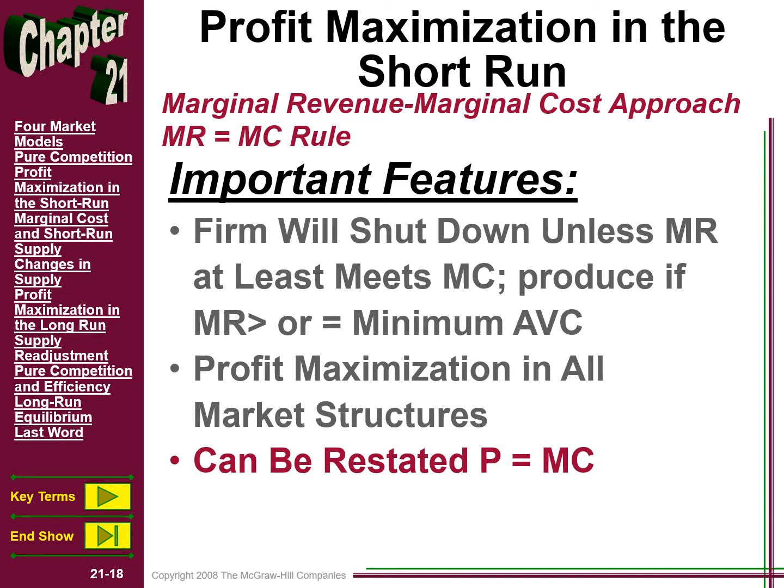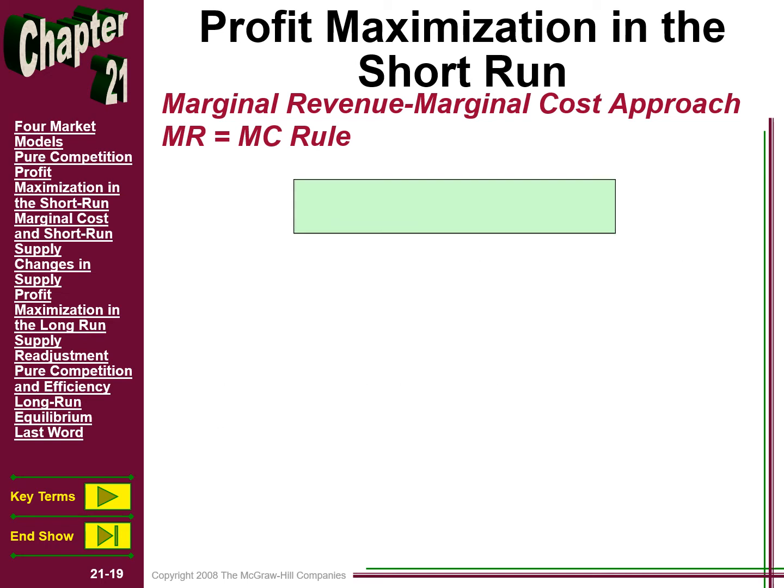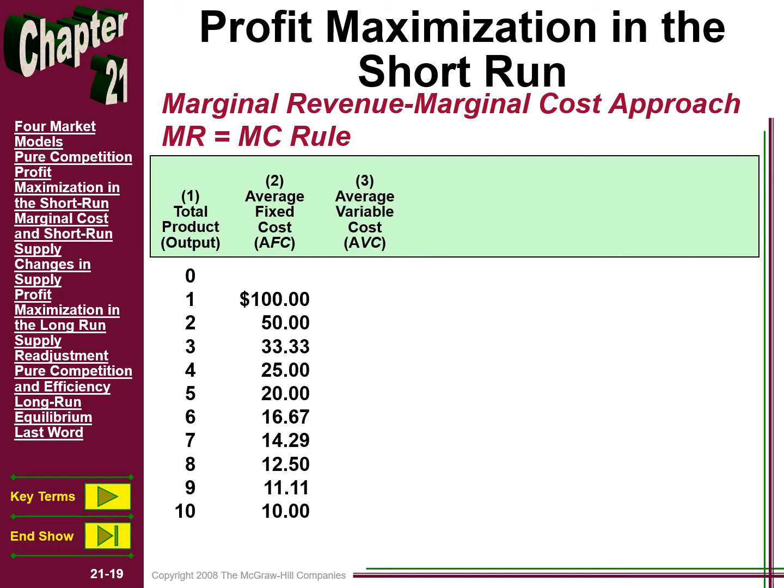Last idea here is that in a purely competitive market, price equals marginal cost because MR equals MC. We're going to revisit this later on when we talk about market efficiency in the long run. Okay.